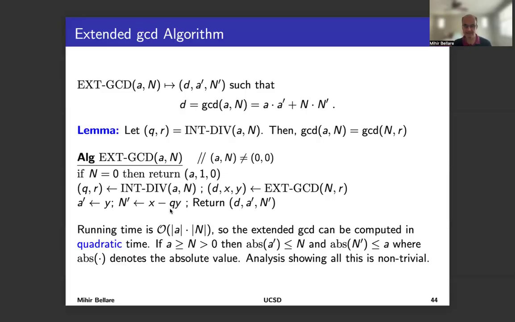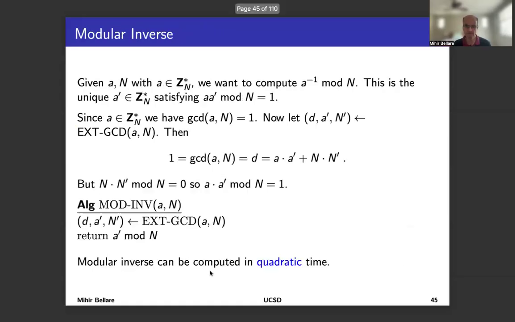The runtime analysis is actually non-trivial, but it turns out that when you do it, it's a quadratic time algorithm. What that means is the running time is the product of the binary lengths of these two numbers. It's also sometimes useful to know that the sizes of the weights are not too big. In absolute value, this weight will be bounded by N, and the other weight will be bounded by A. Those are facts that we can refer to, but we don't really have to know all the details.